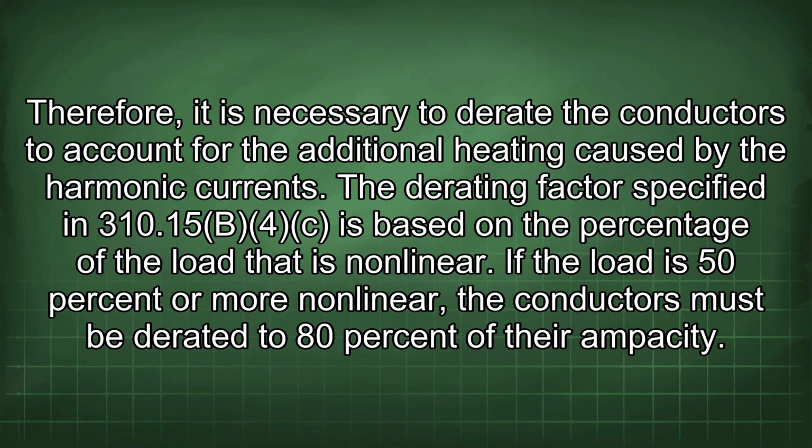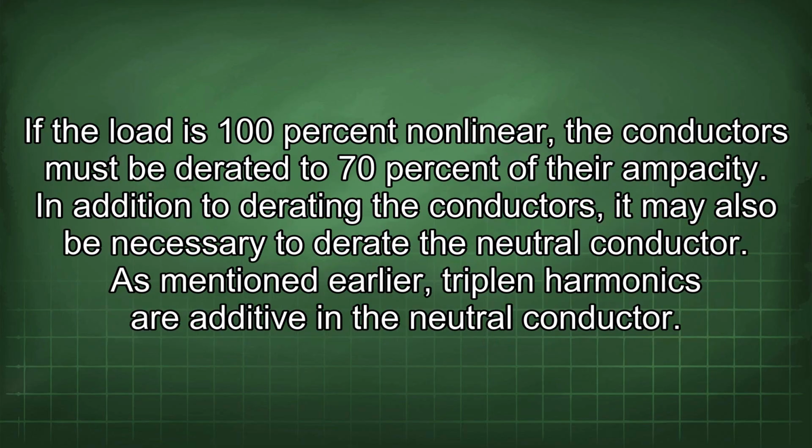The derating factor specified in 310.15(B) is based on the percentage of the load that is nonlinear. If the load is 50% or more nonlinear, the conductors must be derated to 80% of their ampacity. If the load is 100% nonlinear, the conductors must be derated to 70% of their ampacity.